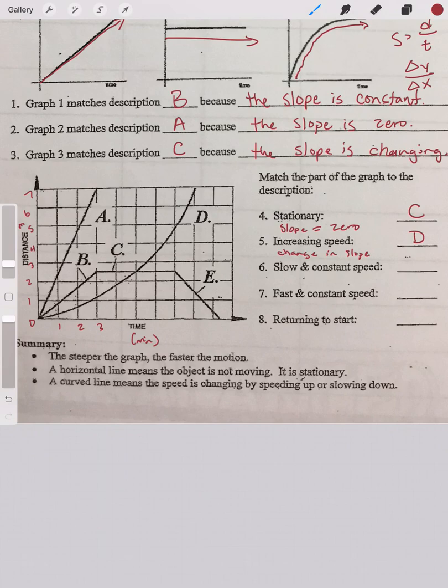So for A, in 3 minutes, it traveled 7 meters. But for B, in 3 minutes, it only traveled about 2.5 meters. So if we're looking for a slow and constant speed, that would be segment B because it has a gradual slope. And then A would be our fast and constant speed because it has a steep slope.